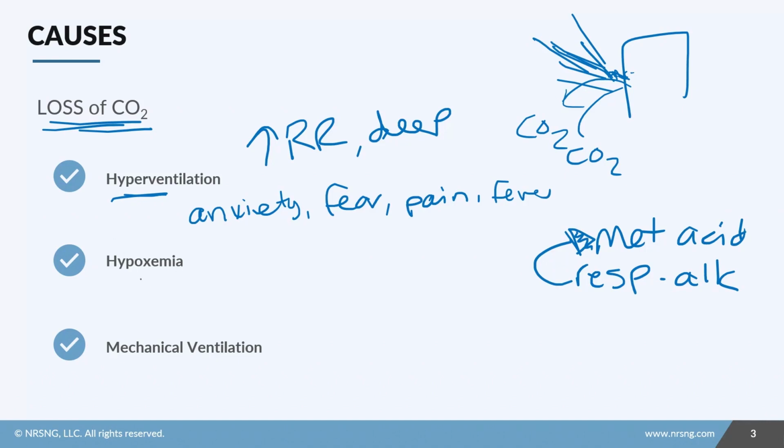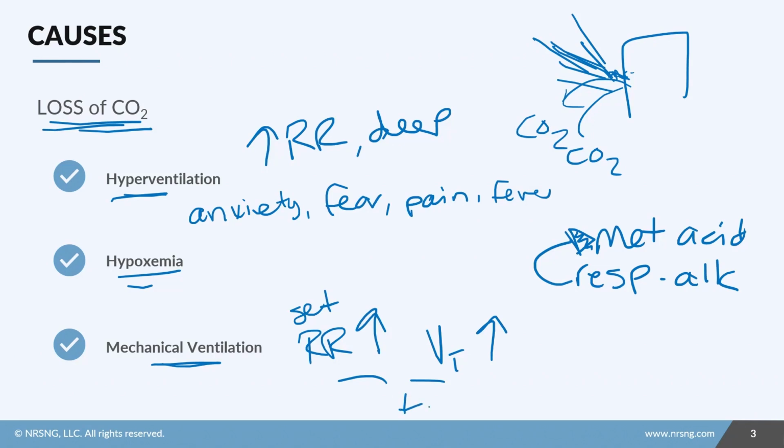Now, my body might also be compensating for a little bit of hypoxemia, breathing a little faster to try to get more oxygen in and therefore unintentionally blowing off too much CO2. The other thing that could cause a respiratory alkalosis is mechanical ventilation if we have set their respiratory rate too high or if their tidal volumes are set too high, because that means they're going to be blowing off way too much of their CO2. Fortunately, that is an easy fix. We just turn the rate or the volume back down.